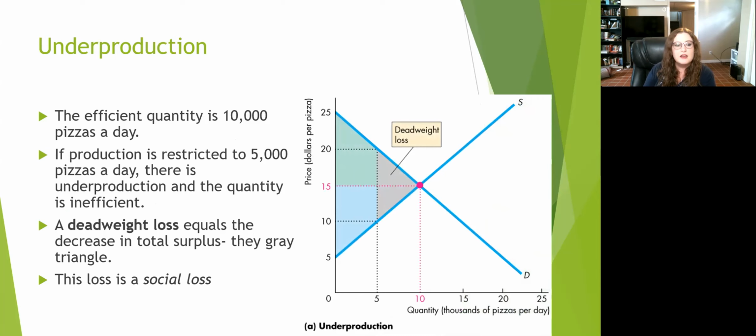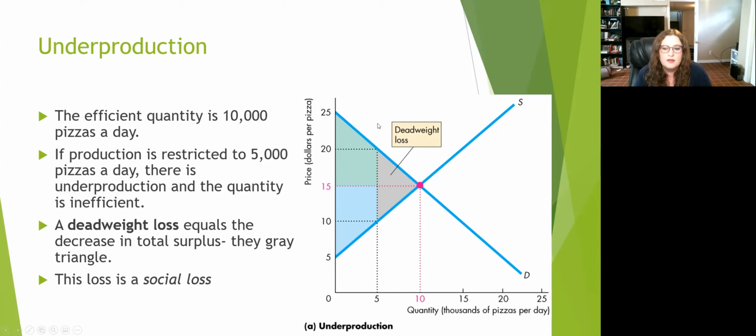Let's think about the idea of underproduction. So let's say that we're producing too little. Let's say in this one, we have 10,000 pizzas is where we want to be, and that's at $15. Well, what if we produce less than that? If we produce 5,000 pizzas, let's go up and see what happens. The producer would have been willing to sell it for 10. The consumer would have been willing to pay 20 for this 5th pizza. If we're not going to this market equilibrium, we're just stuck right here.